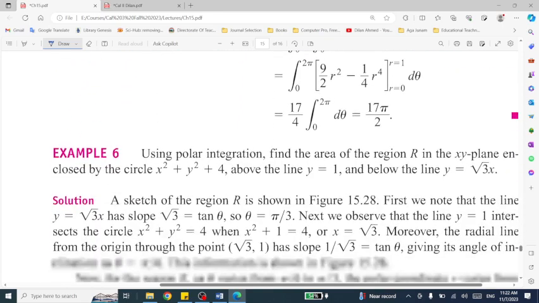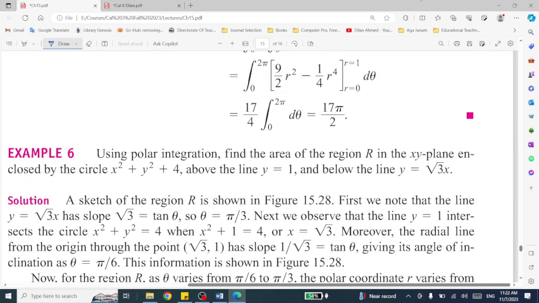So the last example is important. Use the polar form during the exam. I don't say anything, I say find the area over in the XY plane. Close it by, highlight it. Close it by what? Circle.